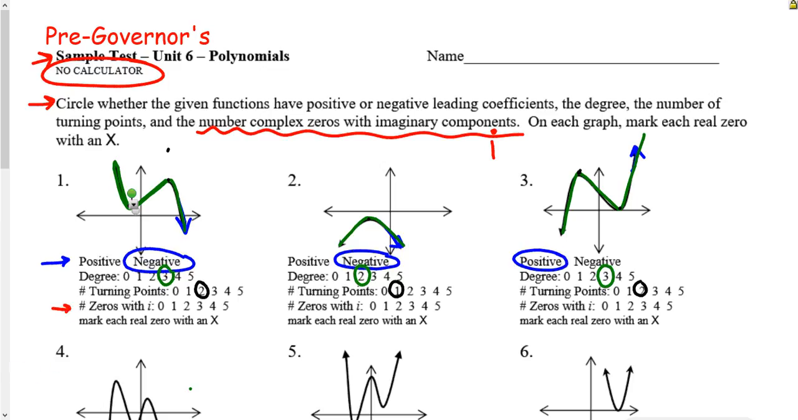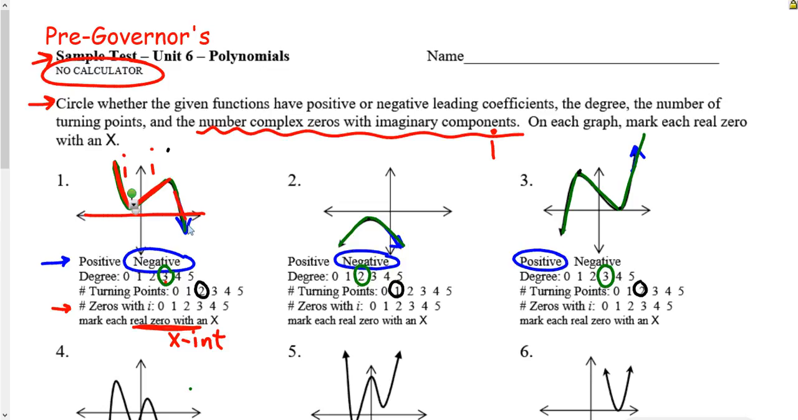All right, the next thing is the number of zeros with i. We know that if this is a third degree function, then I need to have 3 zeros. The real zeros are where the x-intercepts are. Each branch should create its own zero. If the branch doesn't hit the x-axis, that means it must be an imaginary x-intercept. So I've got 1 that's going to have an imaginary one. This branch has got to have an imaginary one because it doesn't touch the x-axis.